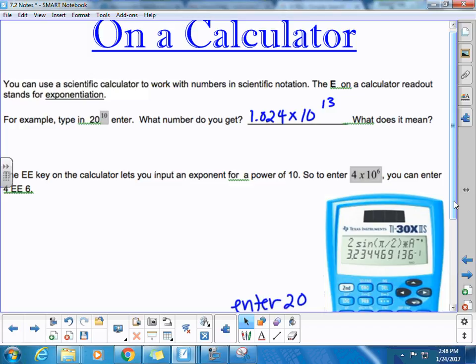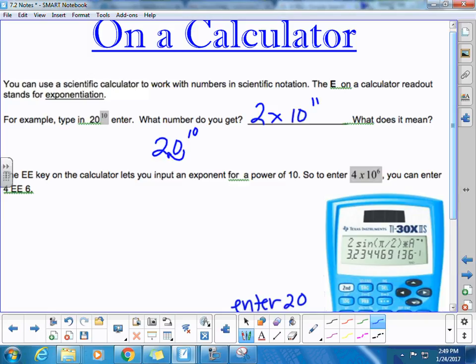20 to the 10th. On your calculator, if you plug this in, it will say 2 times 10 to the 11th, which would make sense. And it says on there actually times 10 to the 11th. And when you think about it, 20 to the 10th, we need to make this one smaller, so this has to get one larger. So it'd be 2.0 times 10 to the 11th.